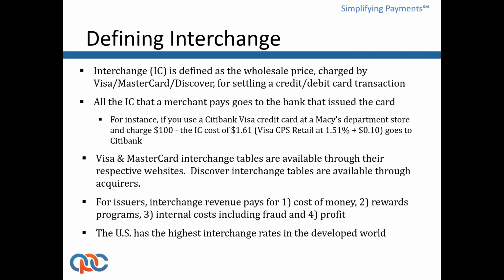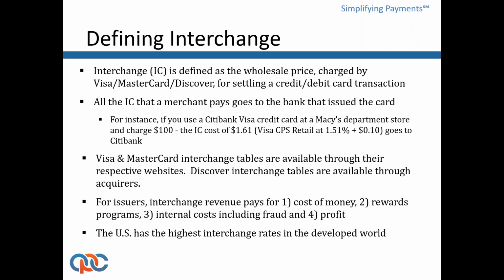So for example, if you use a Citibank Visa card at a Macy's department store, the interchange rate that's associated with it, in this example, it's Visa CPS Retail, 1.51% plus 10 cents. For a $100 transaction that equals $1.61. That entire interchange goes to Citibank because they issue the card.